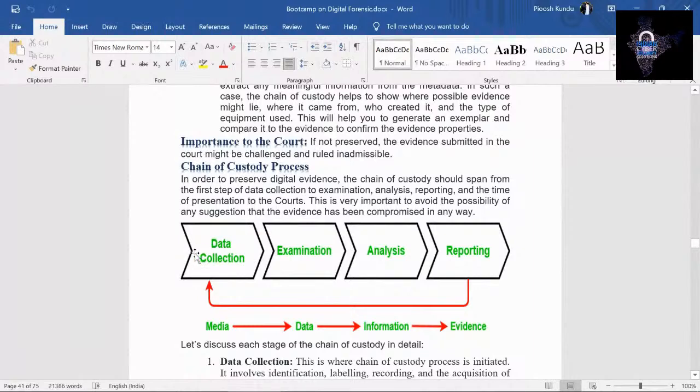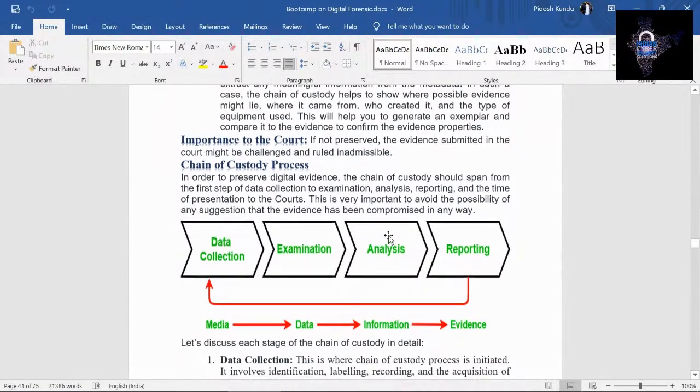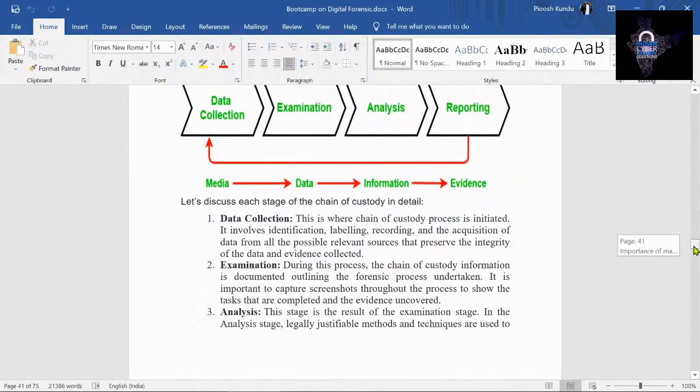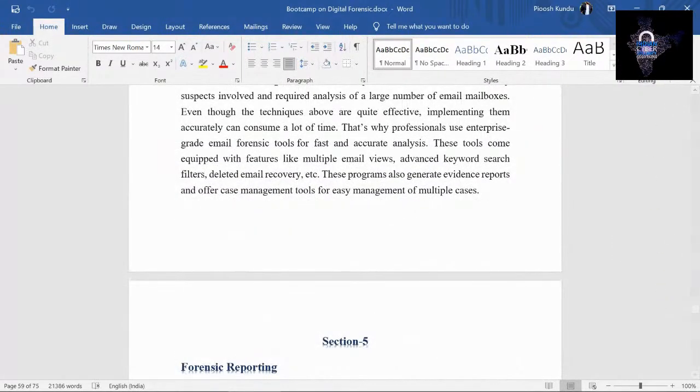Now, this is the process in which the chain of custody is maintained: data collection, examination, analysis, and the reporting part. In this way, the digital forensics topic ends.